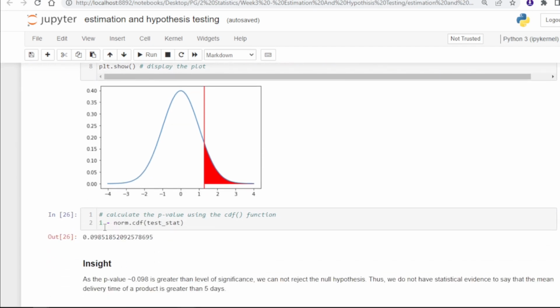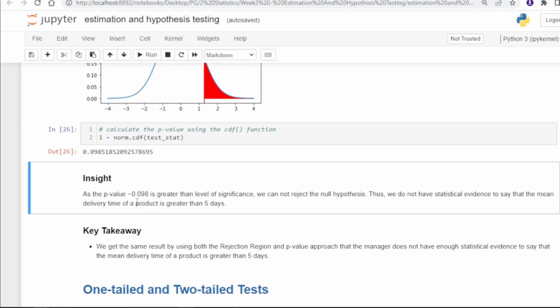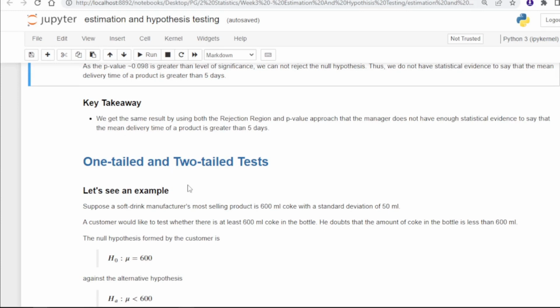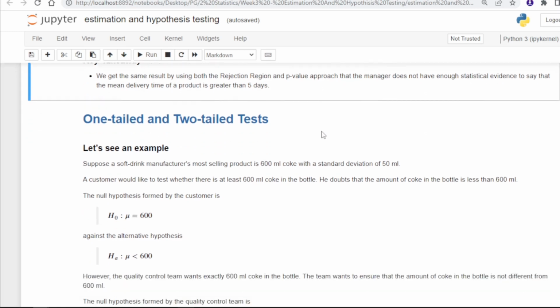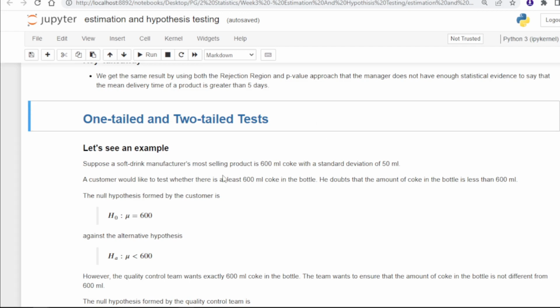If we get our p-value using the CDF function, it gives us 0.098. As the p-value of 0.098 is greater than the level of significance, we cannot reject the null hypothesis here. Thus we do not have statistical evidence to say that the mean delivery time of a product is greater than 5 days. The takeaway is that we get the same result using both the rejection region and p-value approaches: the manager does not have any statistical evidence to say that the mean delivery time of a product is greater than 5 days. Now let's move forward with one-tail and two-tail tests.